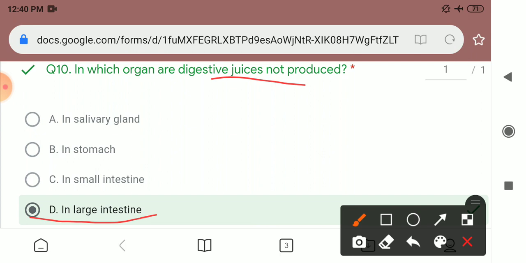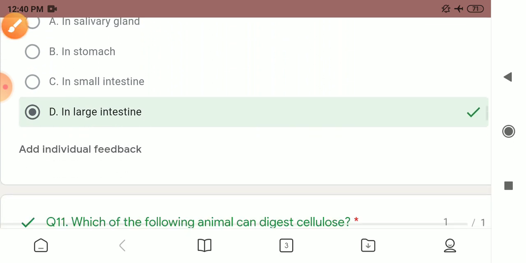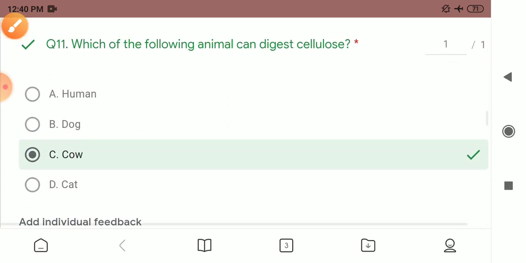In the large intestine, the digestive juices are not produced. Other than that, in the salivary gland, in the stomach and in the small intestine, the digestive juices are secreted or produced. Next is 11th number.